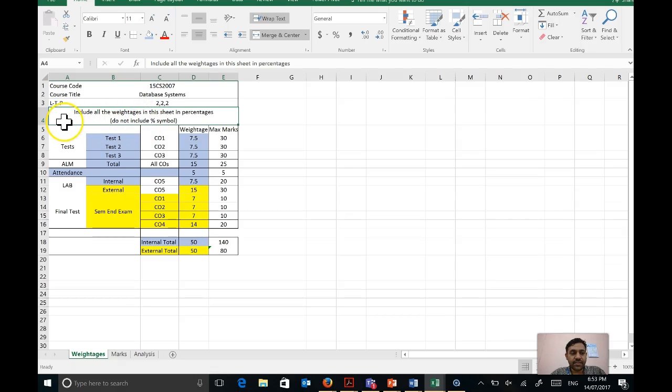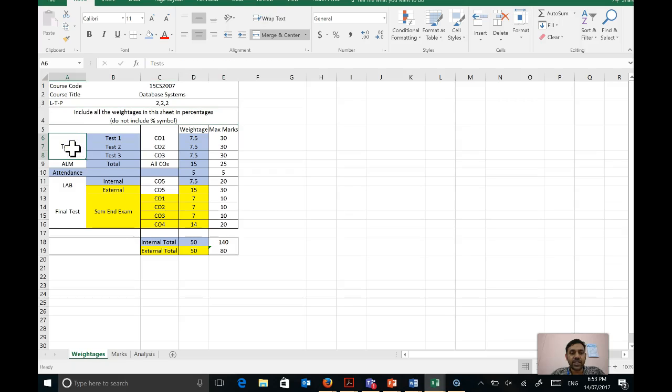There is an instruction here which says to include all the weightages in this sheet in percentages. Do not include the percentage symbol. Wherever there are weightages here, these are all percentages, but make sure you're entering just the numbers and not the percentage symbol. And this column is for the maximum mark. I'll get into each one of these individually.